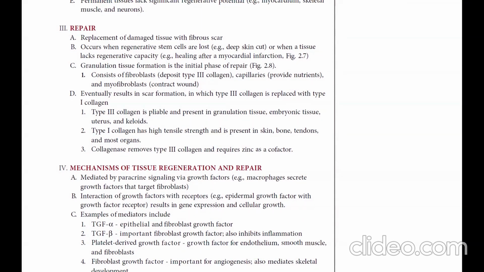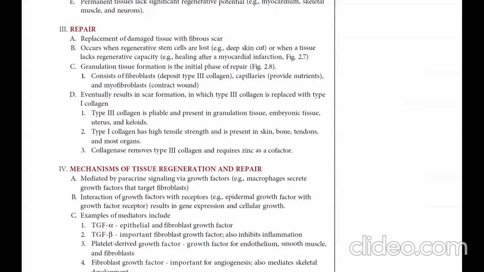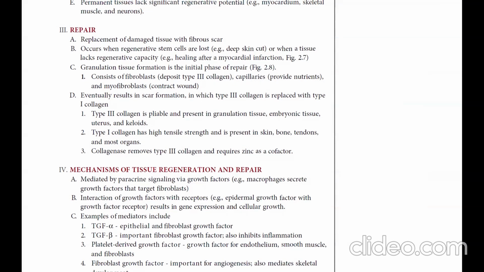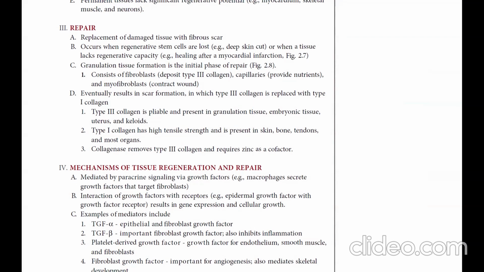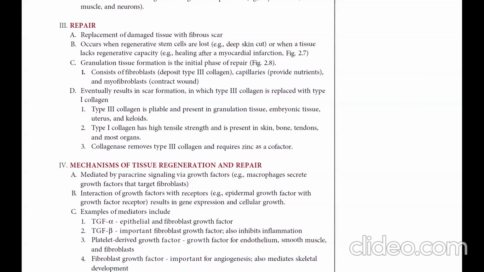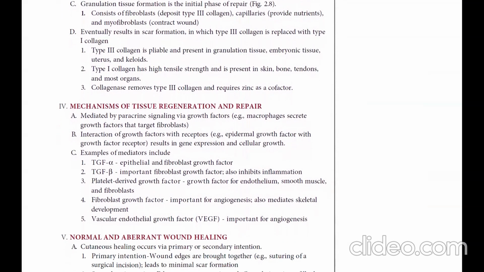Type 3 collagen is pliable and present in granulation tissue, embryonic tissue, the uterus, and keloids. Type 1 collagen has high tensile strength and is present in skin, bone, tendon, and most organs. Collagenase removes type 3 collagen and requires zinc as a cofactor.